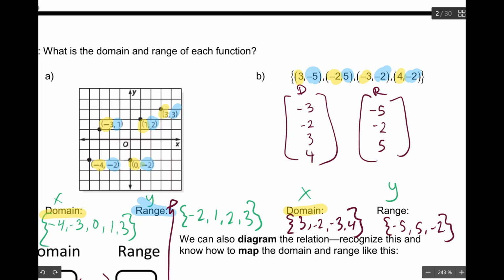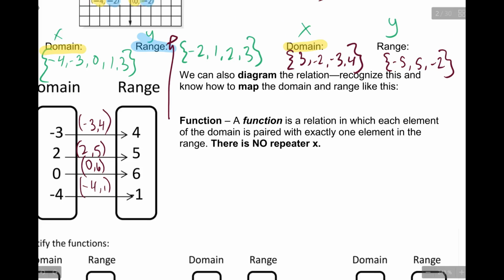So we can map it. So I can draw, let's see, 3 goes with -5. So it goes this way. -2 goes with 5. -3 goes with -2. It's a different color. There. So -3 goes with 2. And then 4 goes with 2. So notice that each one of these x's has its own y, right? So it's not like this 3 was pointing to -5 and 5, because then it'd be pointing to 2. They each are only pointing to 1.